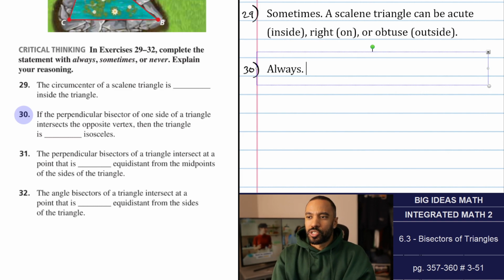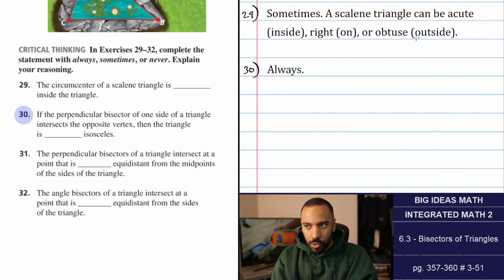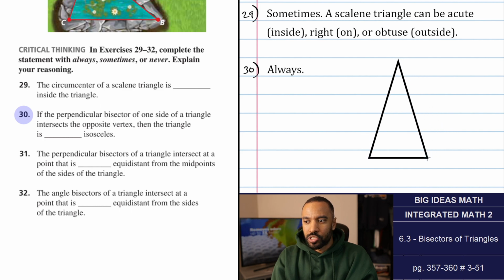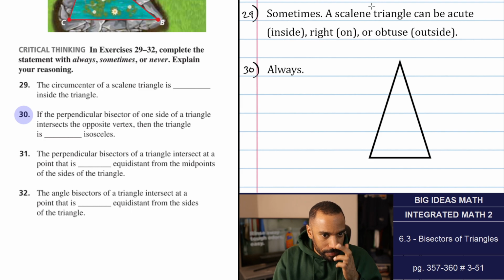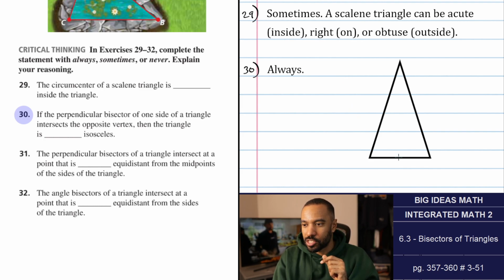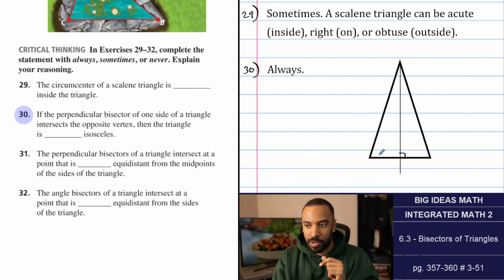What are they saying? They're saying this. I want to describe it to you so you know why I'm answering this. Okay, isosceles triangle, such as this one right here. They're saying the perpendicular bisector of one side, if it intersects the opposite vertex, that's also equivalent to drawing an altitude from this vertex through that side like that. And it also is the perpendicular bisector, all this stuff.